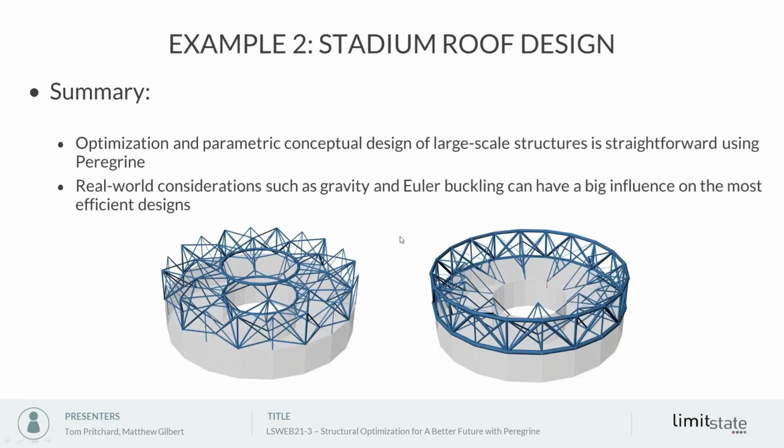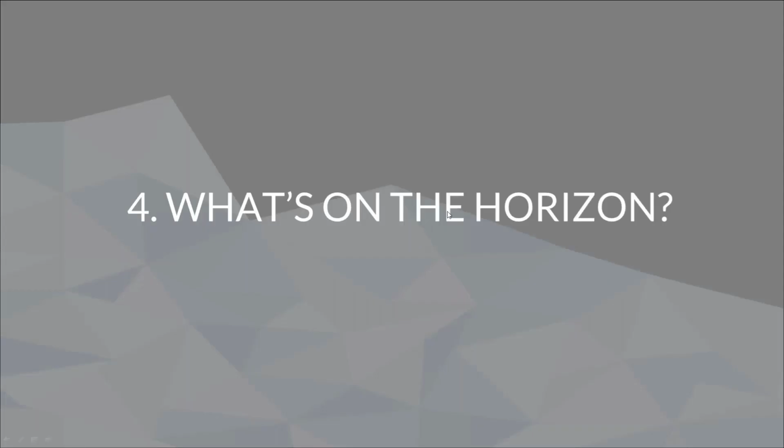So what did we find out from the stadium roof design? Optimization and parametric conceptual design of large-scale structures is very straightforward and quick using Peregrine, and you can readily include real-world considerations such as gravity and Euler buckling, which actually, as we noticed in the first instance, have quite a large influence on some of the most efficient designs.